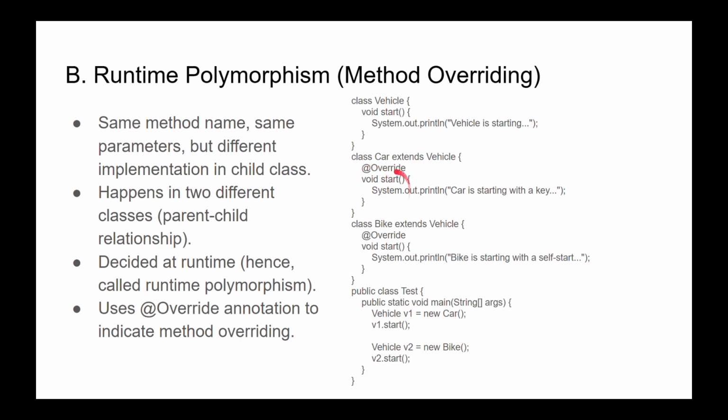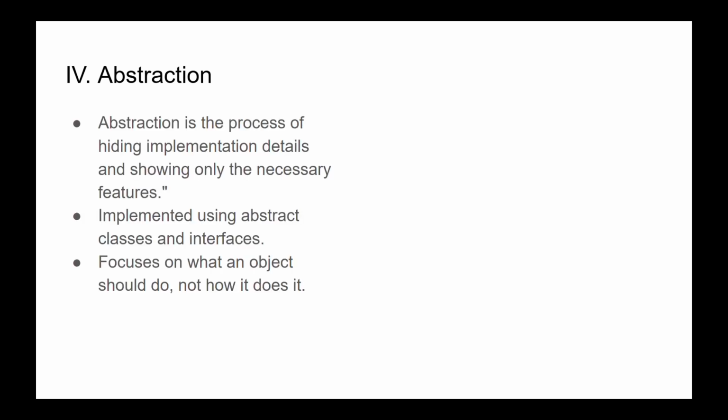It should be in the child class with the @Override annotation, with the same method name and the same number of parameters. Next question is abstraction. Abstraction is hiding the implementation details and focusing on whatever features are required. Here it is implemented using abstract classes and interfaces, and it mainly focuses on what an object should do and not how it does it.